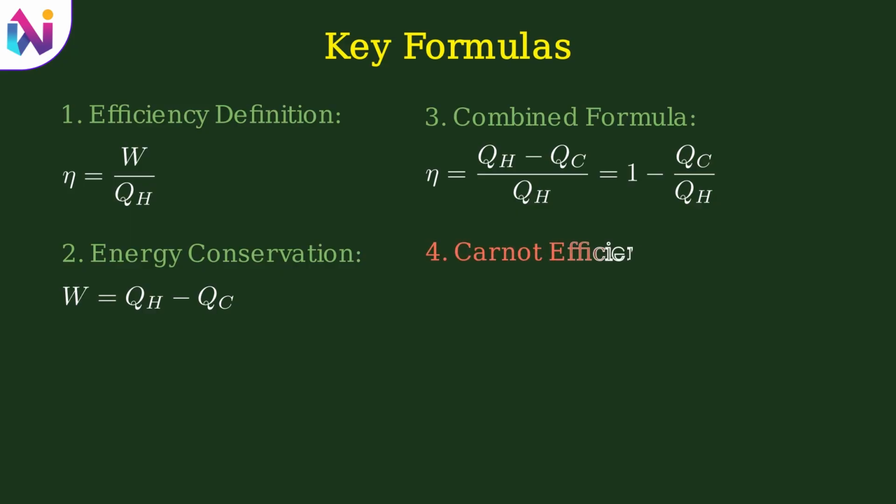For a Carnot engine specifically, the efficiency also equals 1 minus Tc over Th. Remember, temperatures must be in Kelvin for this formula. Now let's solve the problem.